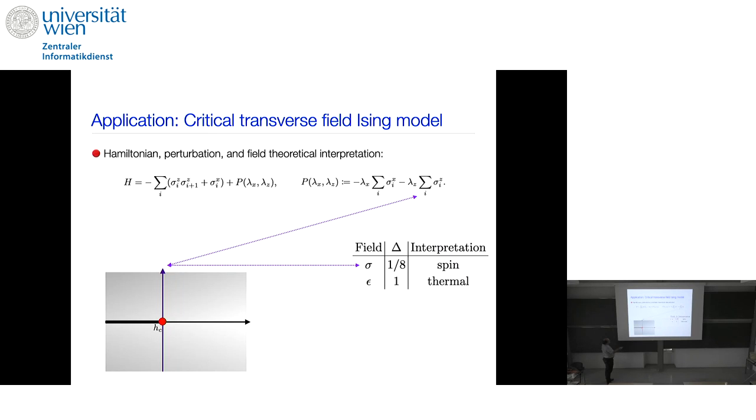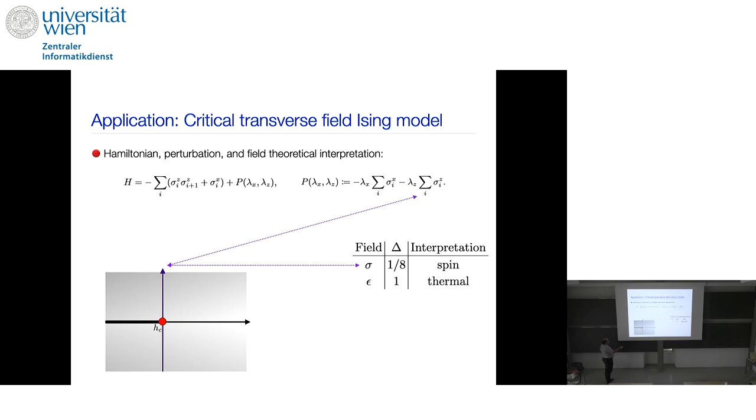Either you add a magnetic field, then you go gapped either way immediately, and this is all gapped and paramagnetic here. However, if you have no magnetic field, then you go below the critical temperature or the critical transverse field, then you end up with a spontaneous symmetry broken phase.